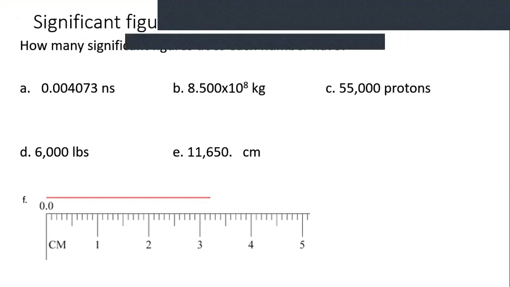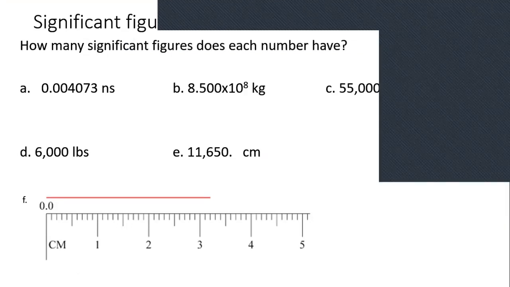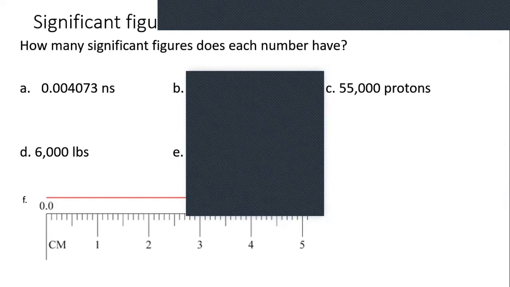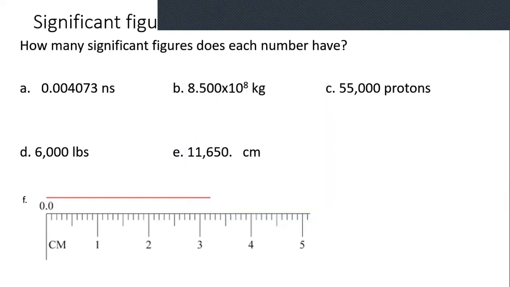So in this question, I've given different numbers. I want to see how many significant figures each number has. And if you remember from your previous chemistry background, there are two types of numbers: exact numbers and measured numbers. Exact numbers are numbers you can obtain by counting or by conversion factors within the same system of measurement, for example metric to metric, English to English.